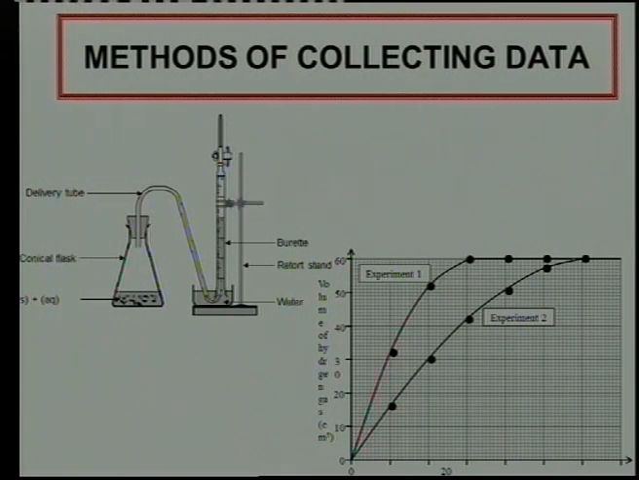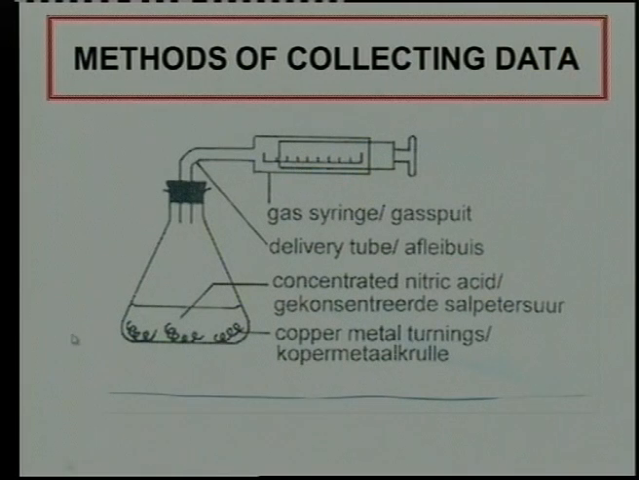The next one will again be, this is copper turnings. It could have been magnesium as well, and in this case we added nitric acid. So here the gas that is formed goes through the tube and pushes back the piston of a syringe, and then we read off the volume of the gas formed as the gas volume increases with time.